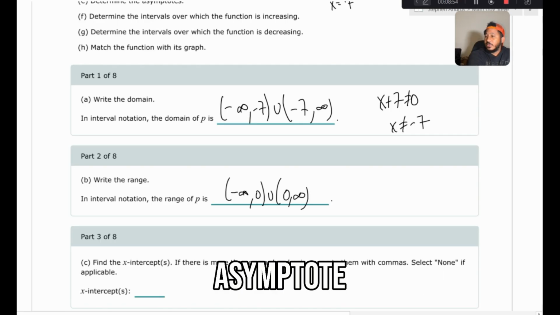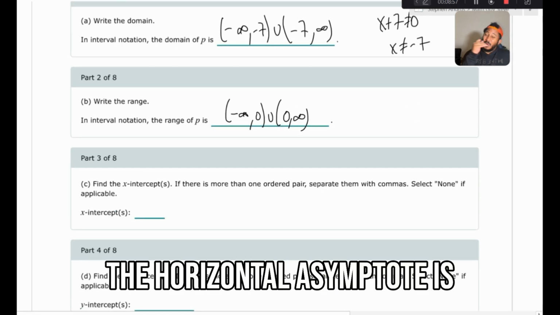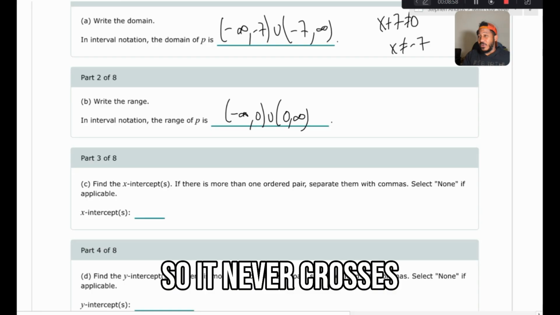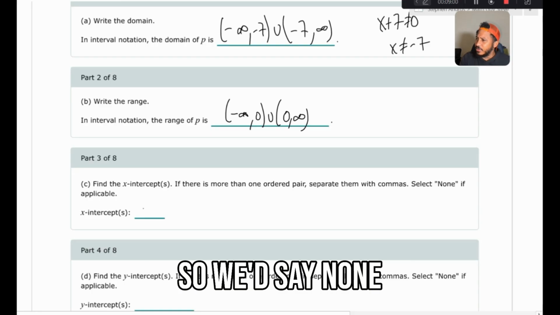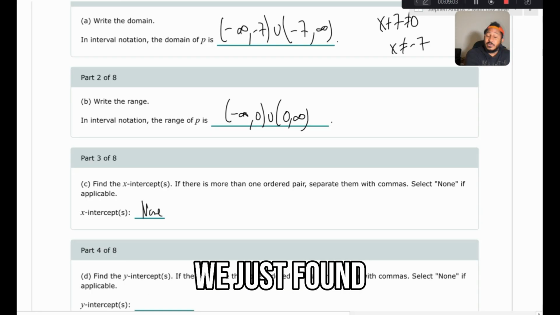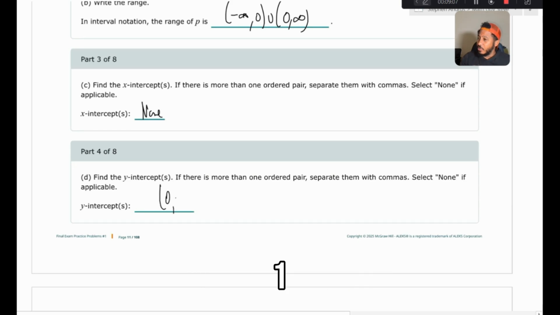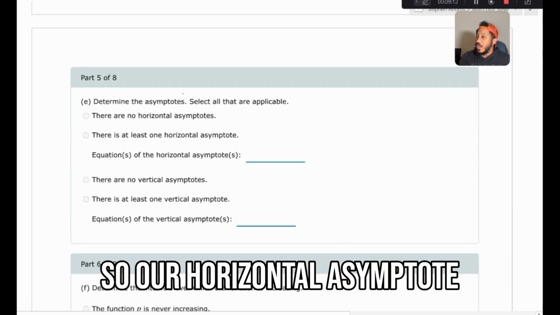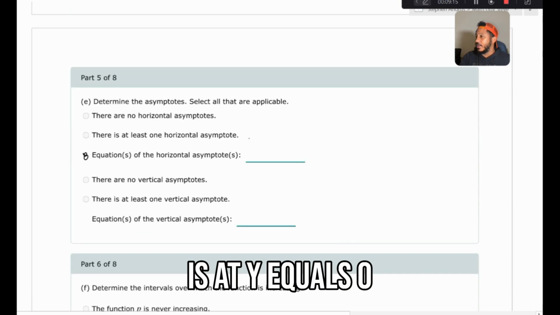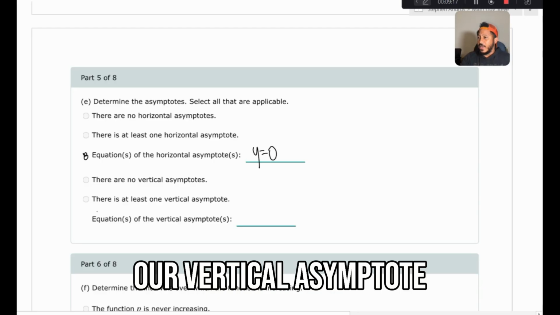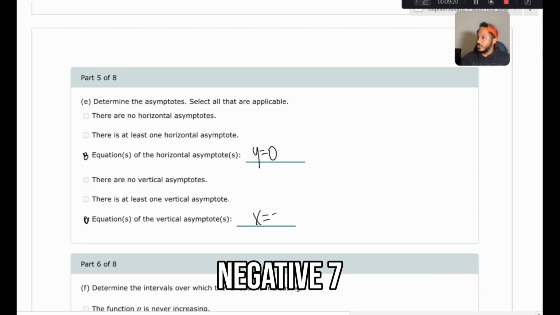X-intercepts, again, the horizontal asymptote is at the x-axis, so it never crosses or touches the x-axis. So we'd say none. Whereas the y-intercept we just found, right? I plugged in 0 and we got 1, so the y-intercept would be (0, 1). What asymptotes we just pointed out, right? So our horizontal asymptote is at y equals 0. Our vertical asymptote is at x equals -7.